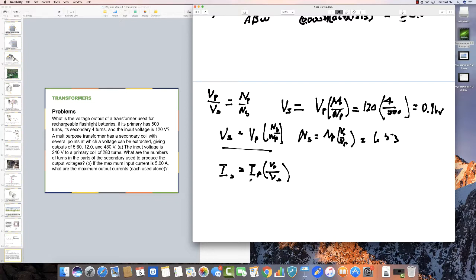And again, if we put the 5 as the input current, and we put each of the coils, in the first case we found 6.53 for the voltage. We put in 5.6 for the secondary voltage and 240 for the primary voltage. So this first one, 240 over that times that, you're going to get an amperage of about 214 amps. And then you do each one of these the same way.